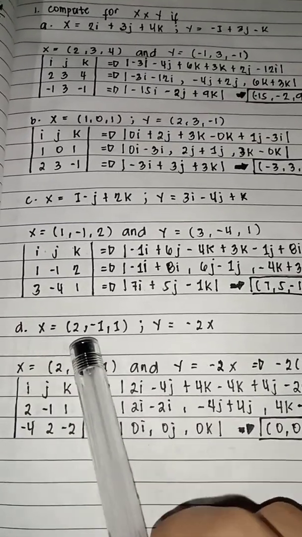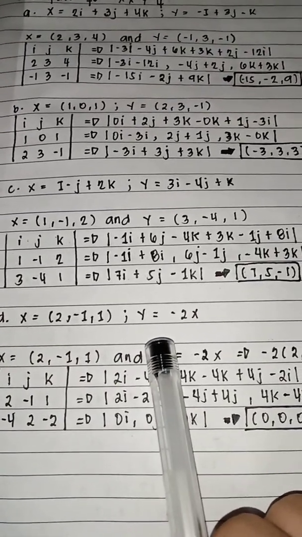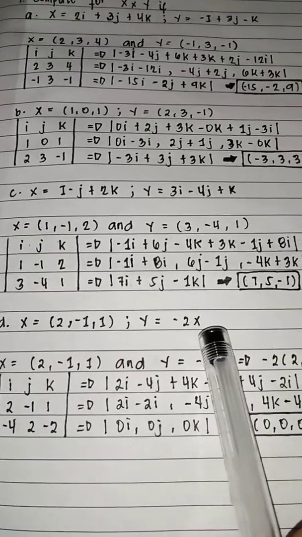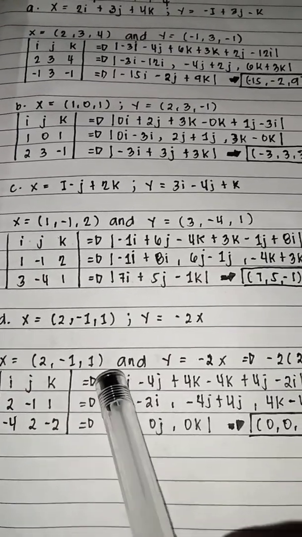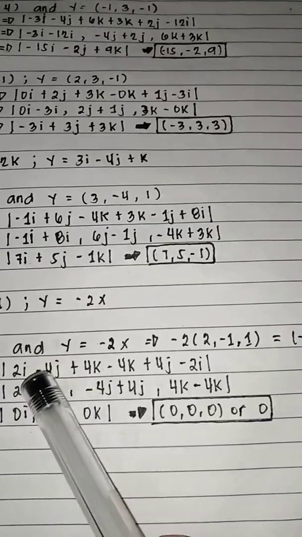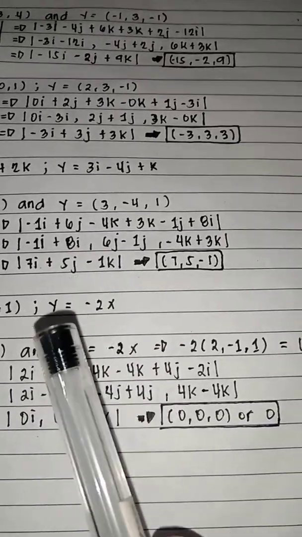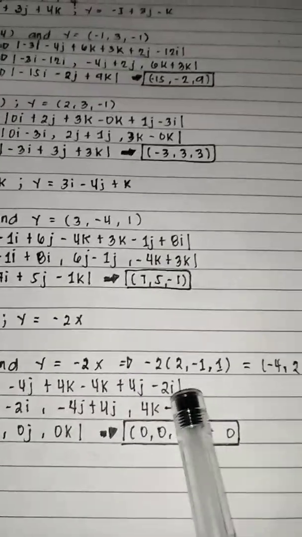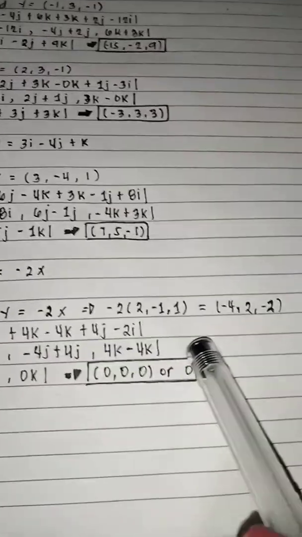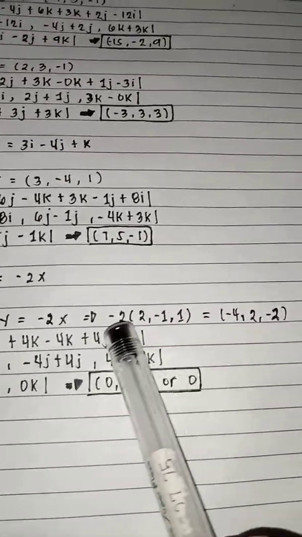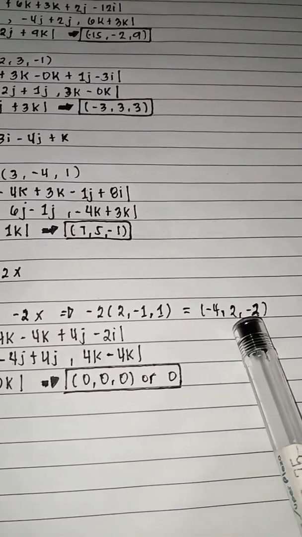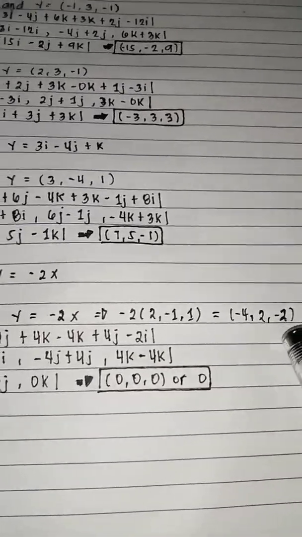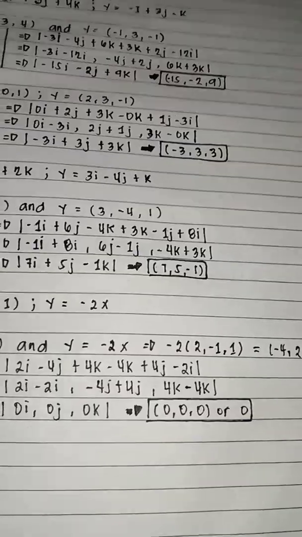So our x is 2, negative 1, 1, and our y is negative 2 times x. Since our x is already given, which is 2, negative 1, 1, we will get the value of y. So negative 2 times the value of x, which is 2, negative 1, 1. Negative 2 times 2 is equals to negative 4. Negative 2 times negative 1 is equals to positive 2. Negative 2 times 1 is equals to negative 2. So we already have the value of y.